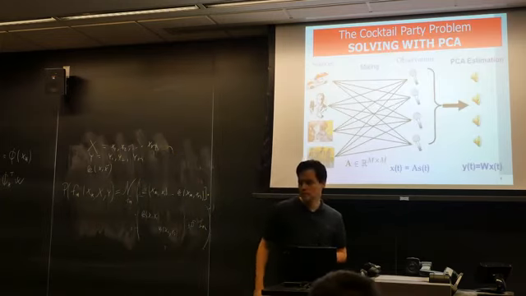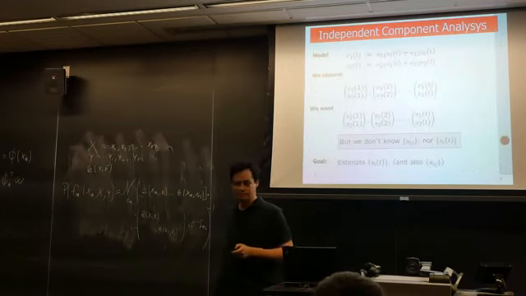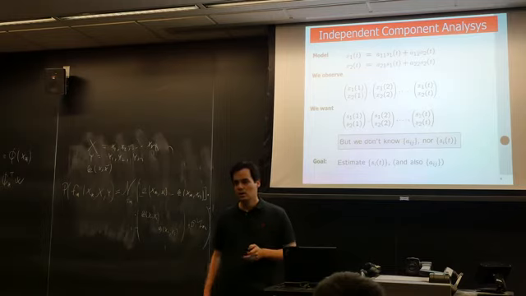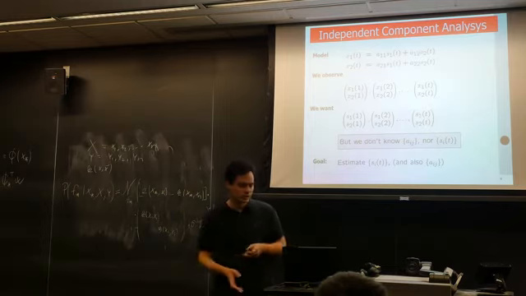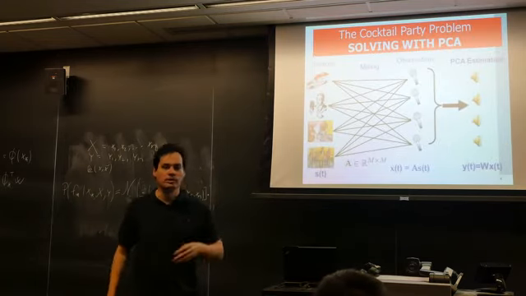You assume there is no noise in the observation? No noise in the observation. It's just a linear mixture. But there are, because we want to start with the simplest case, but there are algorithms that can handle noisy observations as well. So here is an application that's called the cocktail party problem.